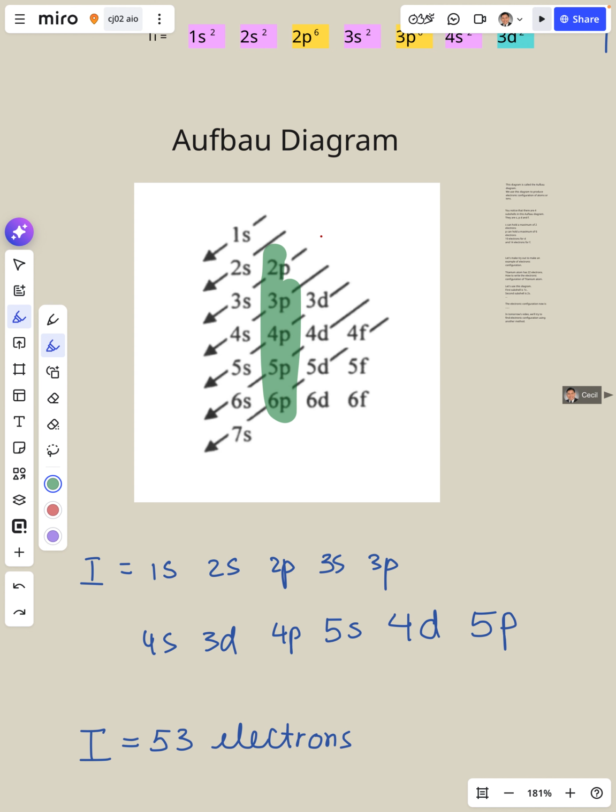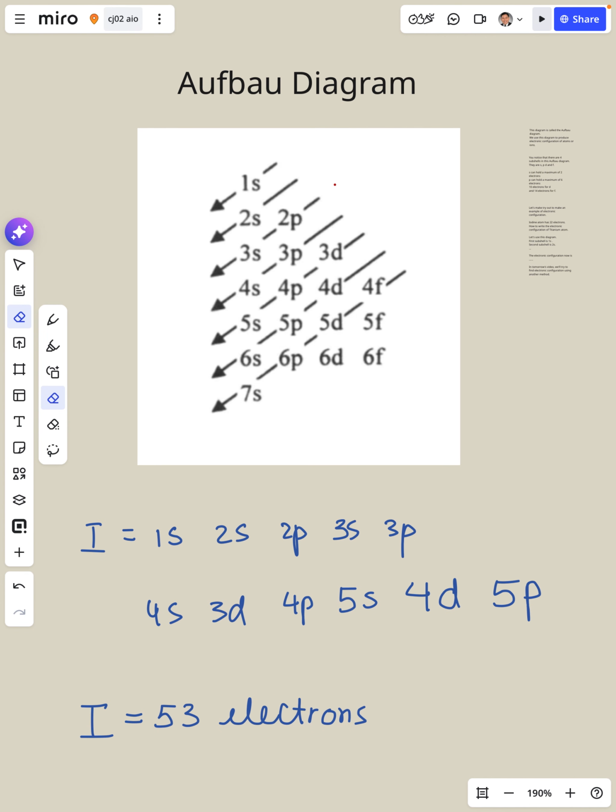These are the P subshell. P can take a maximum of 6 electrons inside. These are the D subshell. D subshell can take in 10 electrons. And these are the F subshell. F can take a maximum of 14 electrons.